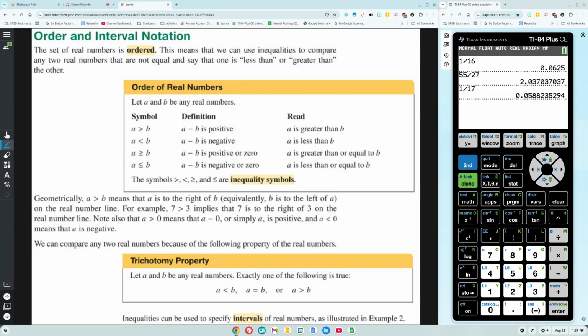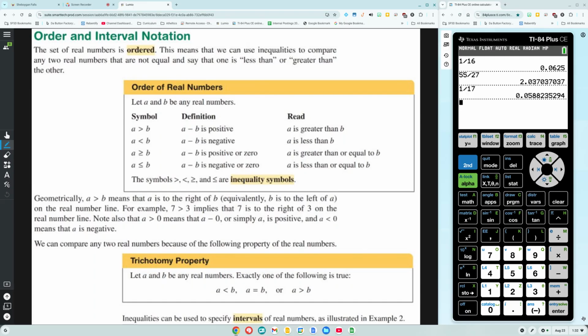Note that a is greater than 0 means that a minus 0, or simply a, is positive, and that a is less than 0 means that a is negative. That makes sense. A is greater than 0, that just means we have a positive number. If I have a is less than 0, that means it's a negative. Okay?